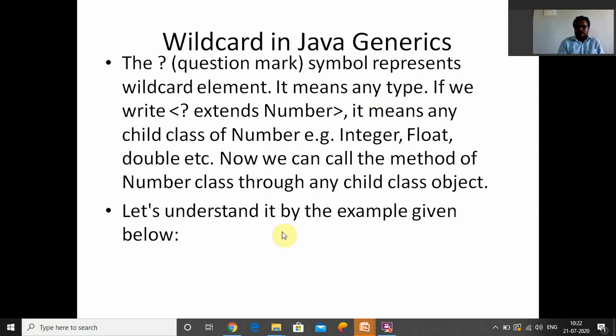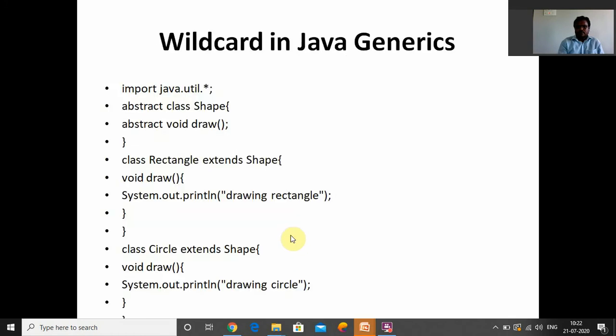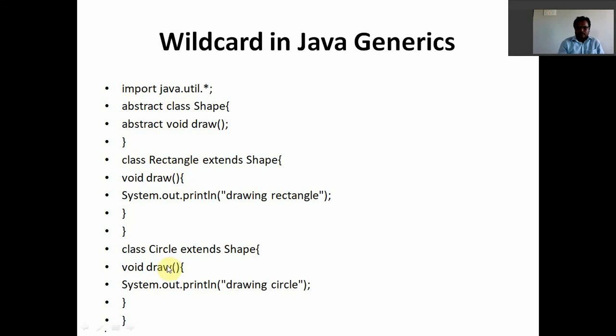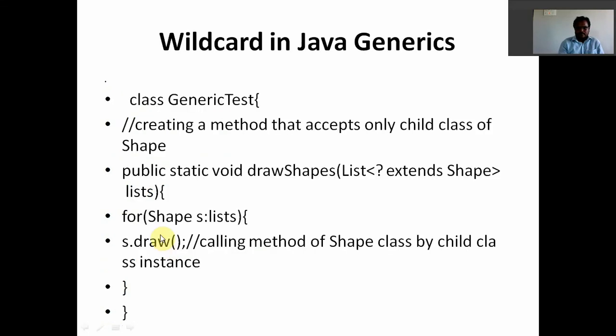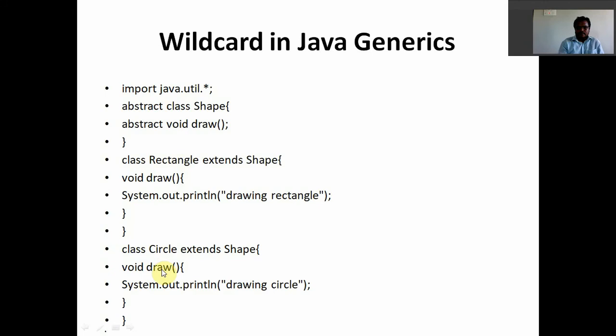Now let us understand this concept through an example. In this particular example, we have an abstract class called Shape. Draw is an abstract method in this abstract class. Now we are developing some child classes: the Rectangle class as well as the Circle class. These two are child classes.